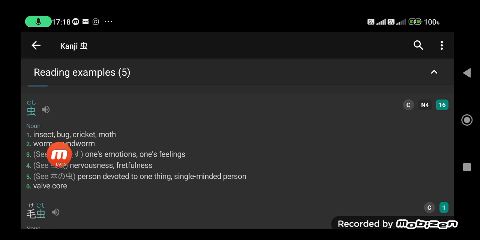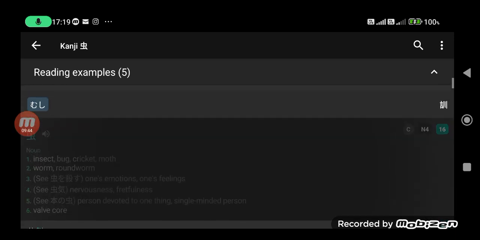Okay, so mushi. This is the most prevalent reading for this kanji character today, mushi, and it has a couple of meanings: insect, bug, cricket, moth, or could be worm. The secondary meaning could be worm or round worm or one's emotion.